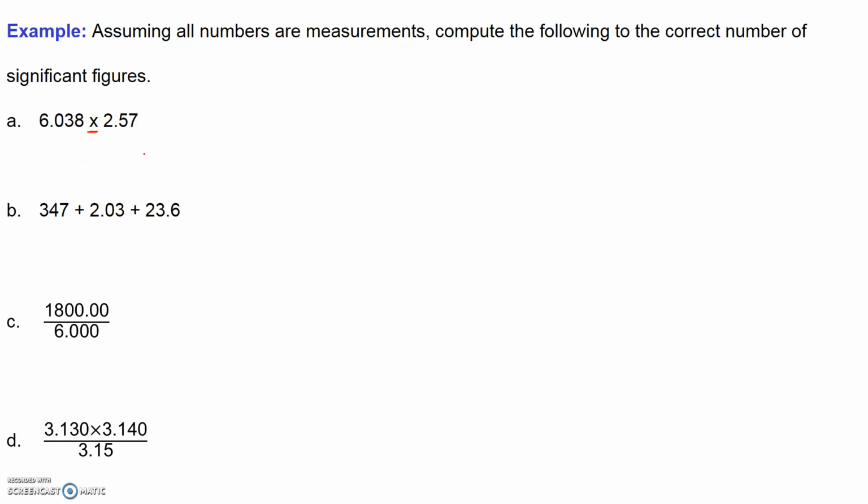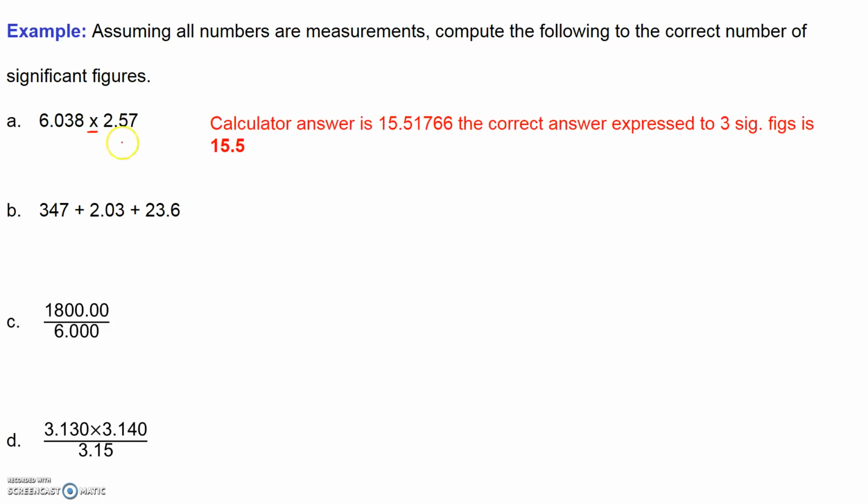So I put this math into my calculator and I get a calculator answer, and then I look at what's going on over here. I'm multiplying, so that means it's all about the significant figures. This guy has 3 sig figs, this one has 4, so that means I'm going to round off according to 3 significant figures here. So 15.51766 becomes 15.5. So I'm going to cut this off here. 1 is less than 5, so we just truncate our number.